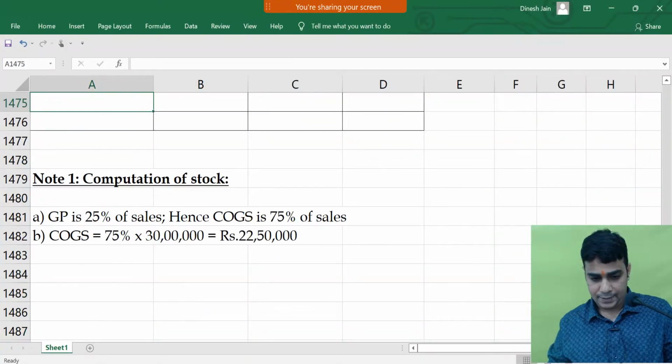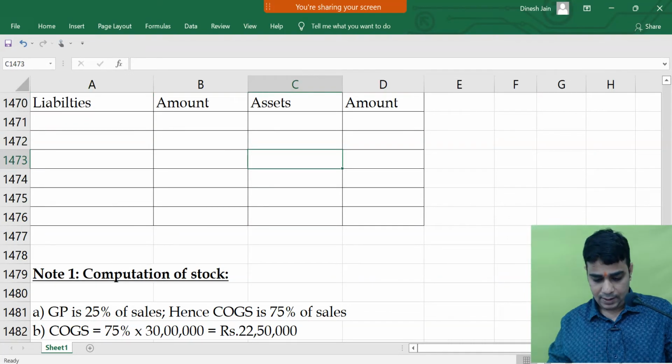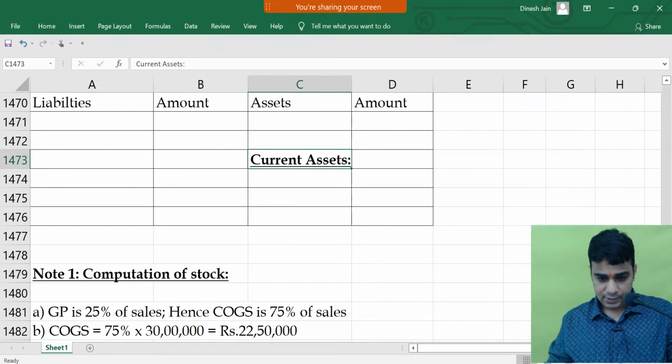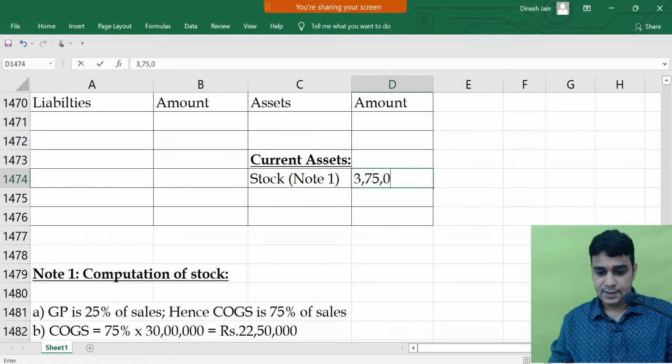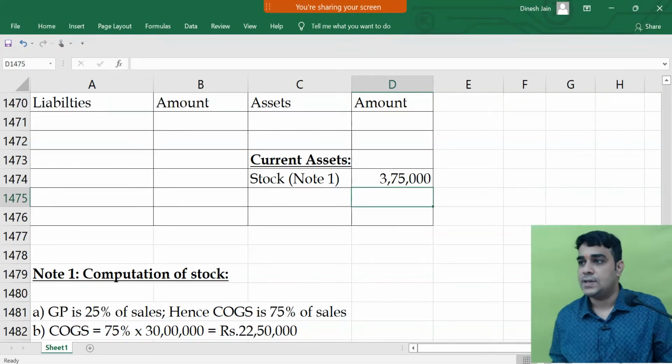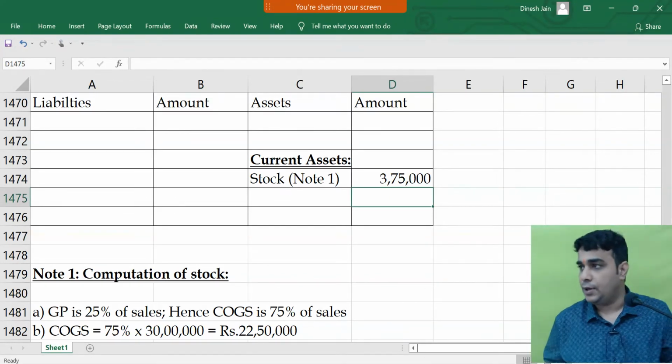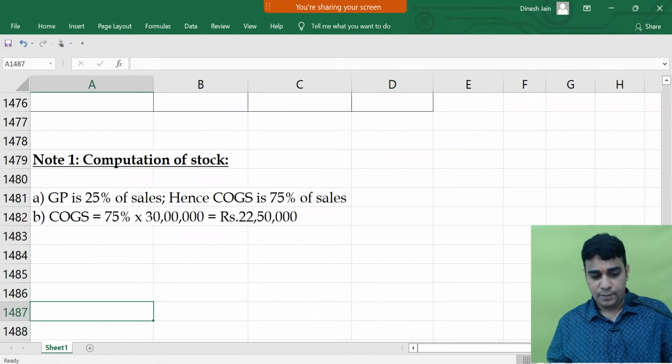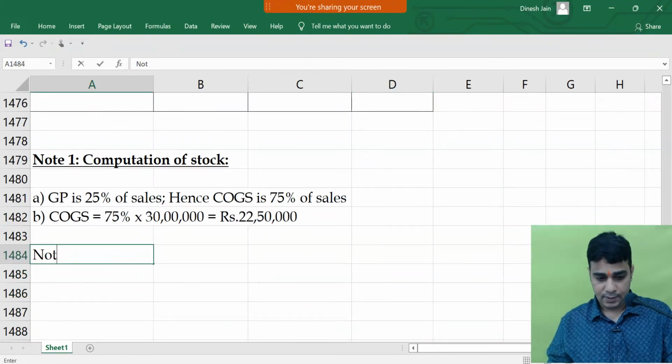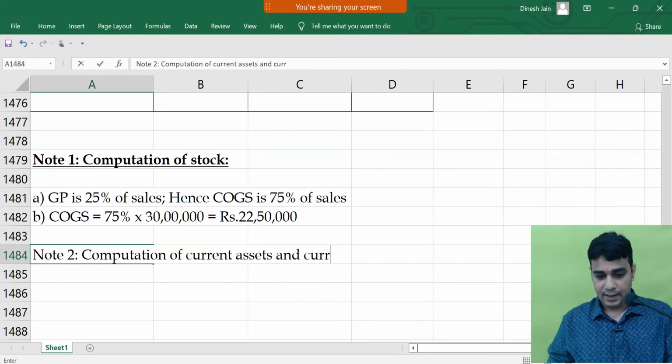So I go to the balance sheet. I'll write current assets, stock in bracket note 1. You'll have to give reference to which note you are calculating this. Stock is 3,75,000, computed in note 1. Note 2 will give me the current assets and current liability: computation of current assets and current liabilities.